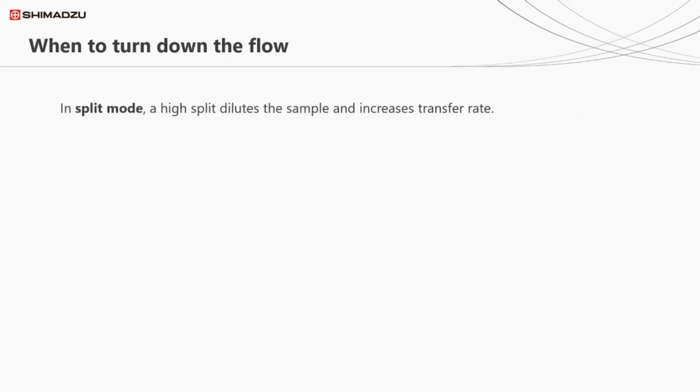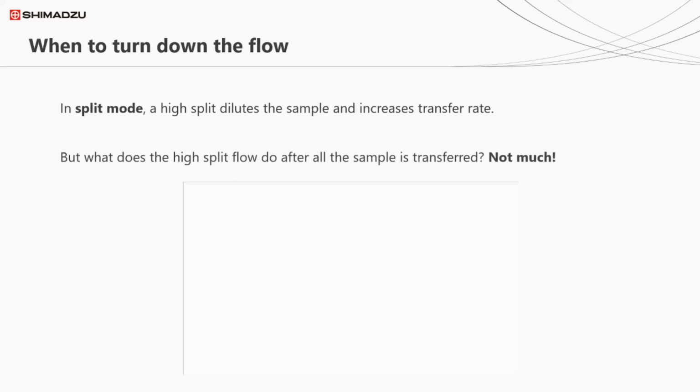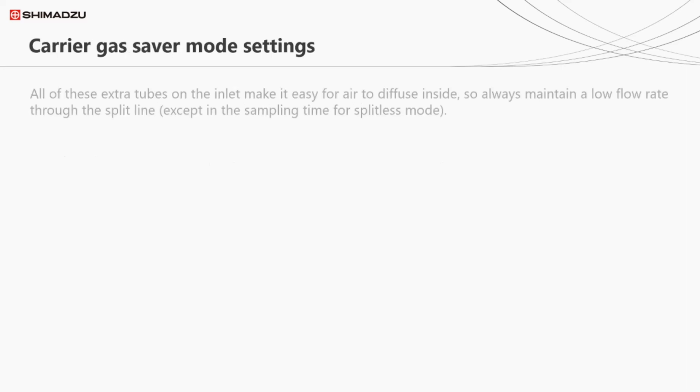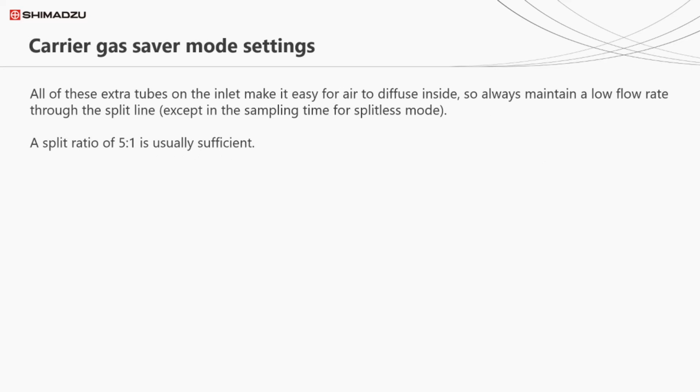In a split method, we use a high split flow rate in order to speed up the transfer of sample onto the column, and to dilute the sample. Once a sample is on the column, however, what does a split actually achieve? The answer? Not much. In a typical split injection, the sample transfer to the column is quite fast. This means that shortly after injection, the split ratio is no longer required. We know that changing the split ratio does not affect the column flow, only the split flow. A modern split inlet can handle split ratios down as low as 5:1.